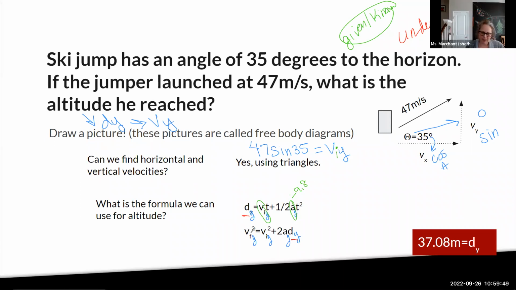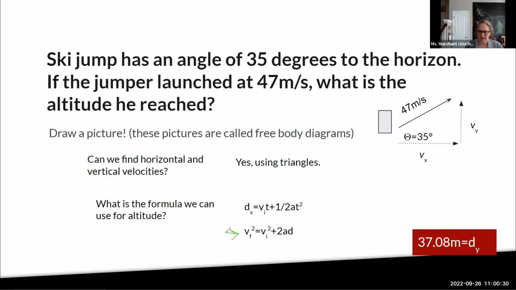How about this guy, velocity final in the y? Let me think about that. If I want the maximum height, then my velocity y final is going to be equal to 0, because we went all the way up and then all the way down. So we started at 47 sine theta, got slower, slower, slower until we were 0, and then we sped back up on the way down. So for finding the height, I'm going to use the velocity final squared. I know my velocity initial squared, I know my acceleration, and that leaves me my distance. So I've got to use that second formula there. The first formula is not going to do me much good.